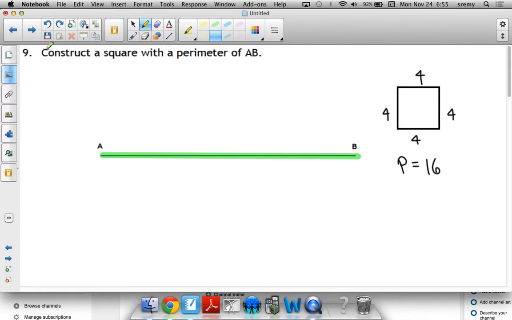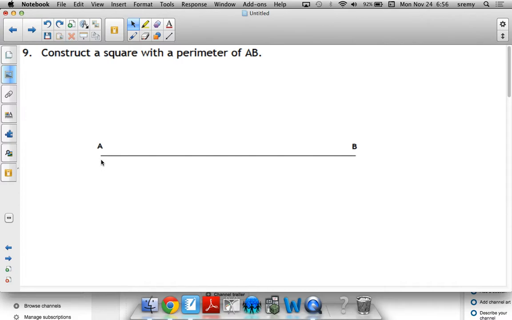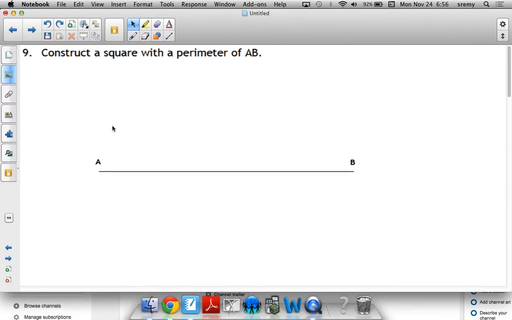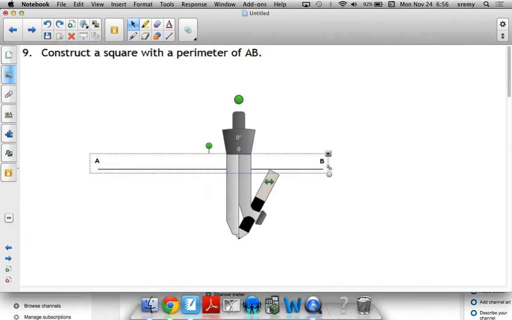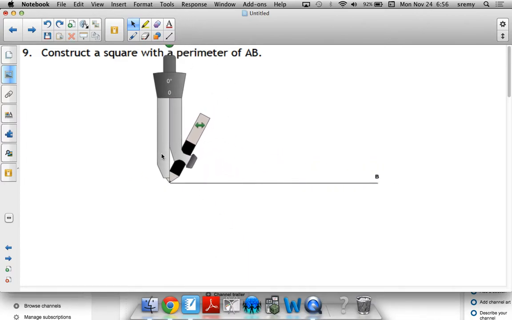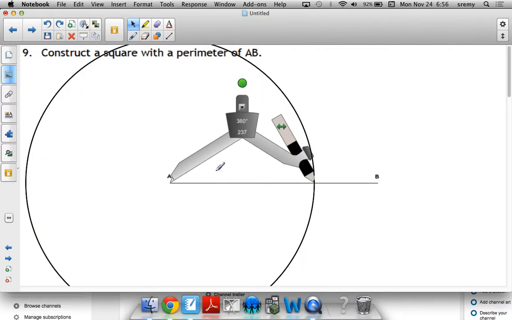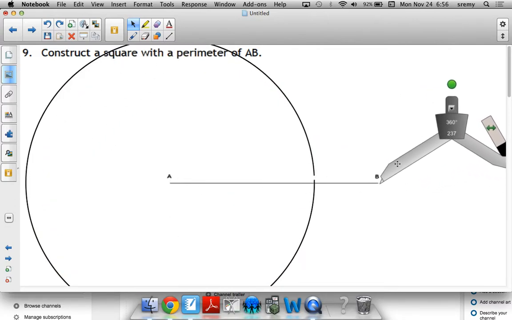A side length that's 1/4 of AB. So think about how you're going to find 1/4 of AB. Well, you know how to find half. So find half and then find half of half. So I'm going to find half. Now this is too big for what I have space for. So let's find half. Open more than halfway, doing a perpendicular bisector, so we can find the midpoint.